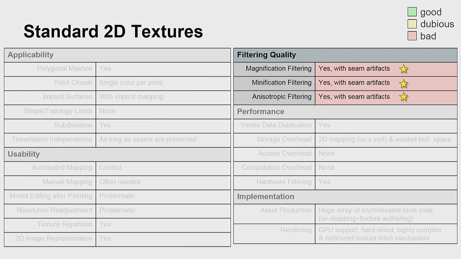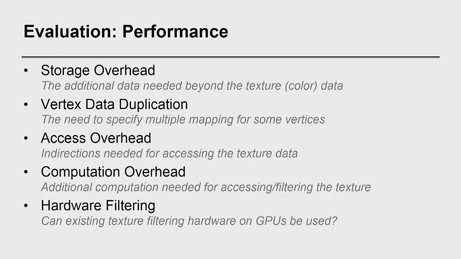We even have incorrect mipmap levels, right? And anisotropic filtering, yes, again, seams introduce seam artifacts. So these are not so great with standard texture maps. Performance. Are there any storage overhead or vertex data duplication? Is there any access overhead to texture data? Is there any computation overhead, or is hardware texture filtering possible?